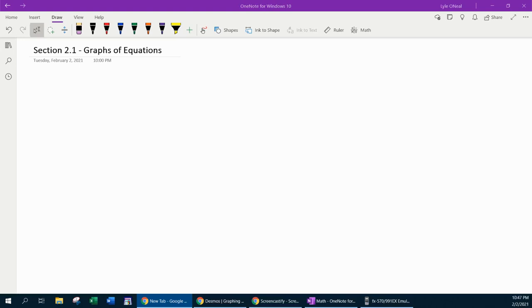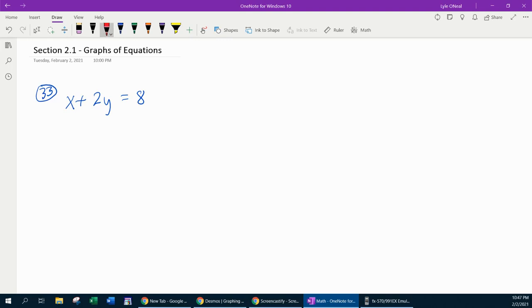This is going to be from section 2.1 in our text. In this lesson, we're going to look at graphing several different types of equations. Our first example is going to be number 33. This is going to be an example of graphing a linear equation.